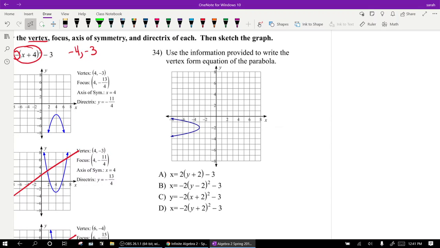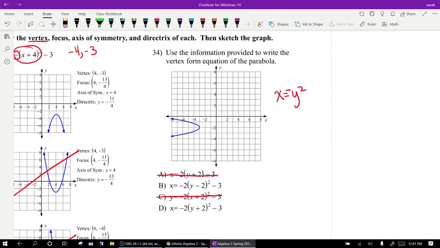We're going to use this information from the graph to figure out which equation of the parabola it is. Well, first of all, I'm going to notice that it's opening to the left. And so I know that's actually going to be the x equals y squared type. And so I can eliminate C because that's y equals. Now the next thing I need to know is it's going to the left, so this is actually going to be a negative sign here. So I can eliminate A also. So now even if I just guess, I still have a 50-50 chance of guessing correct.